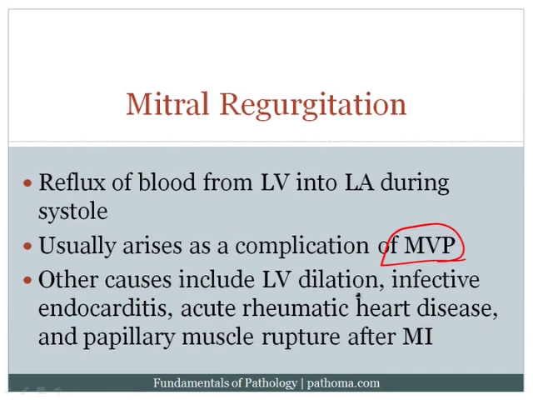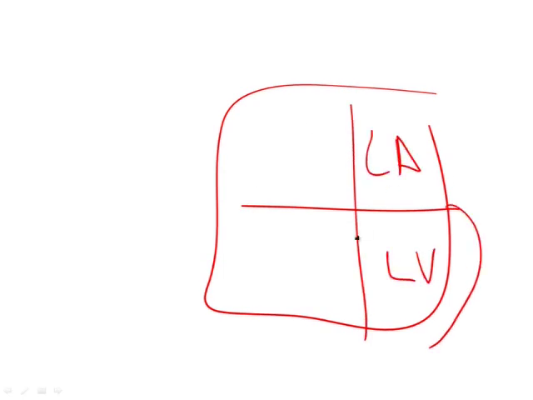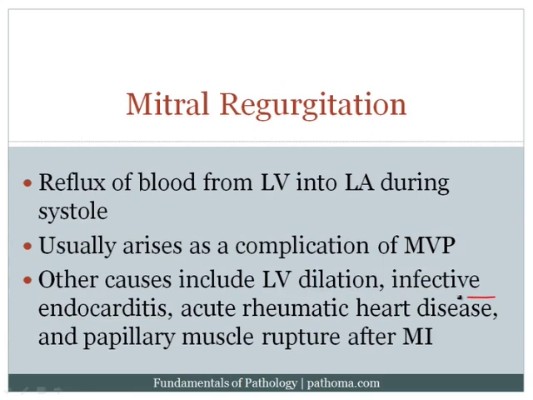Other causes would include left ventricular dilatation. Again, if this is the standard picture that we keep drawing, and this is the left atrium and left ventricle, if you get dilation of the left ventricle, you're actually going to pull apart the leaflets of this valve, making this valve leaky. Other causes listed here include infective endocarditis, which can damage the valve leaflets, acute rheumatic heart disease.